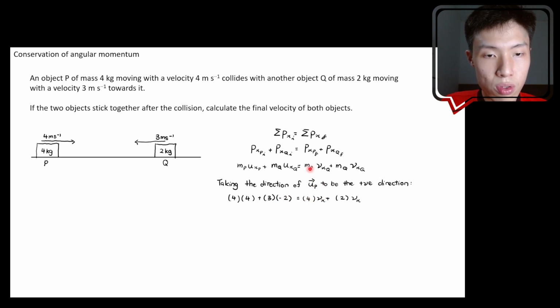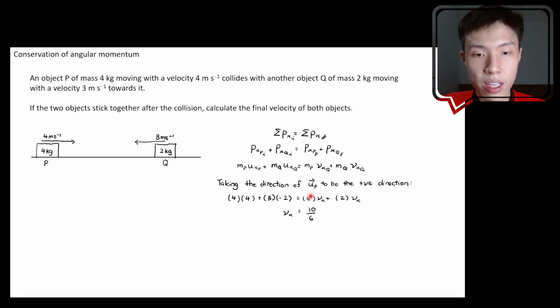Next, you move on to the right hand side of the equation. You know the masses, but you know that the velocity will be the same velocity. It's a common final velocity, so you can replace them with the same symbol and factorize it out from the right hand side of the equation. Then if you proceed, you see that Vx is 10 divided by 6, and the x component of the final velocity is 1.67 meter per second.